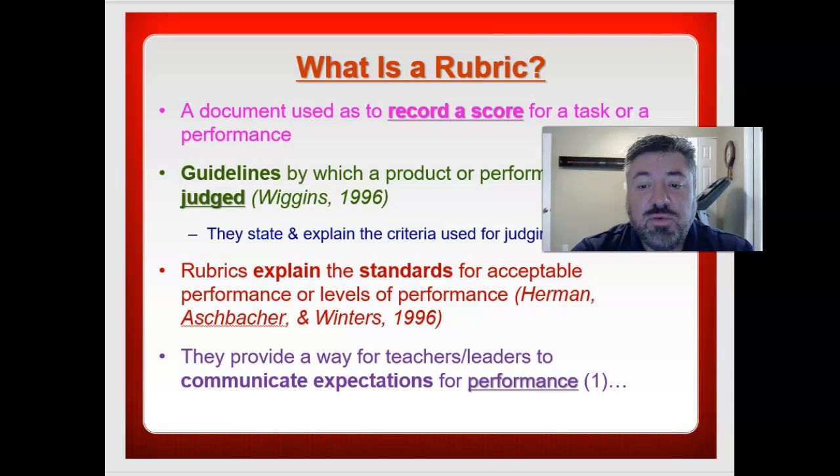Guidelines. A rubric could be considered guidelines by which a product or performance is judged. That's a Wiggins quote from the textbook. His original quote was in 1996. He says they state and explain the criteria used for judging performance. So when we develop a rubric, the first important thing is listing the task, and then under that we will have criteria. Those are the important aspects of things we do.